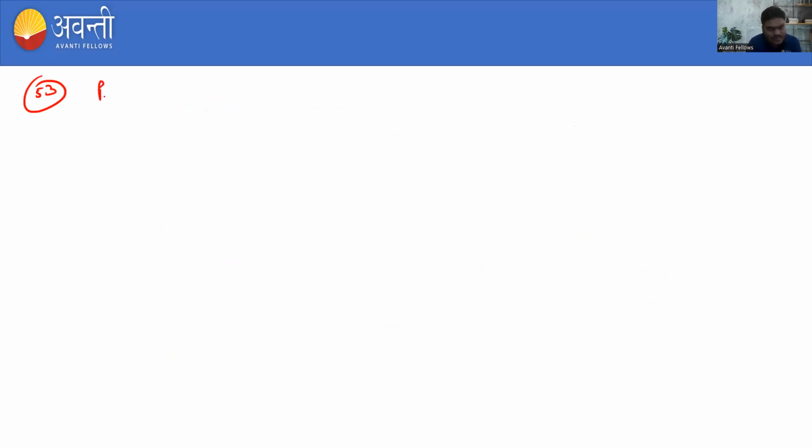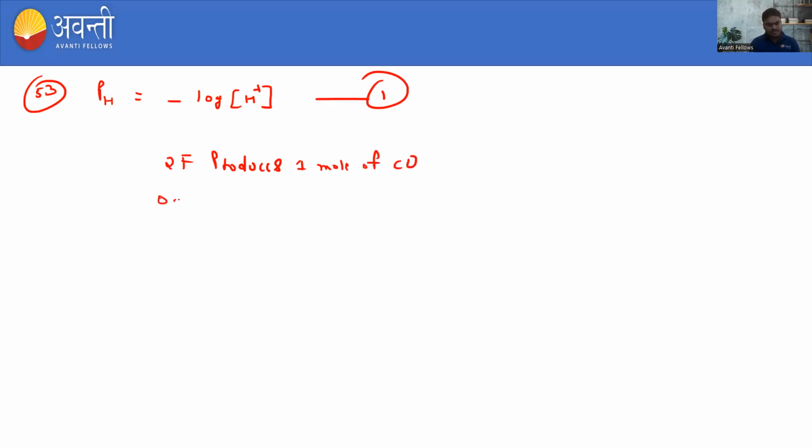We all know what pH is. pH is nothing but minus log of the concentration of hydronium ions. So we need to calculate the concentration of hydrogen ion only. If you calculate the concentration of hydronium ion, then we can easily find the value. So we know that 2F, according to Faraday's law, produces 1 mole of copper, right? So how much will 0.01 F produce? This will produce 0.01 divided by 2 mole of copper.